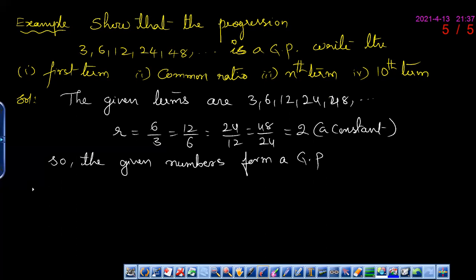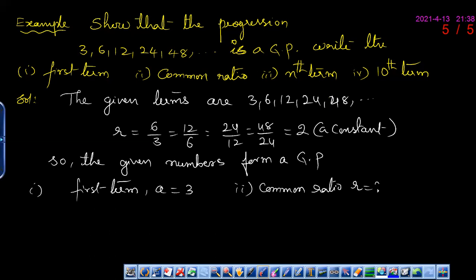Right? So let us see the first one. What is the first term? A is equal to 3. What is the second one, the common ratio? R is equal to 2.